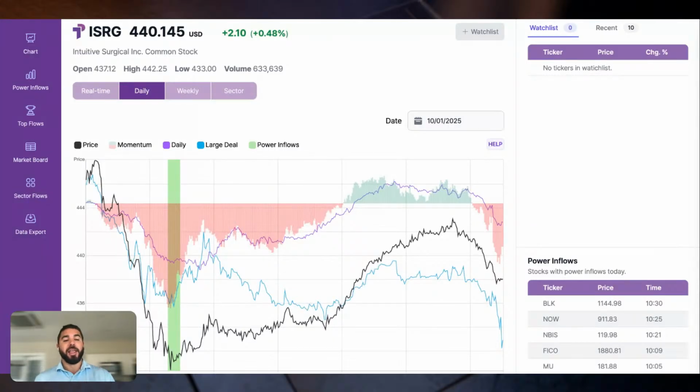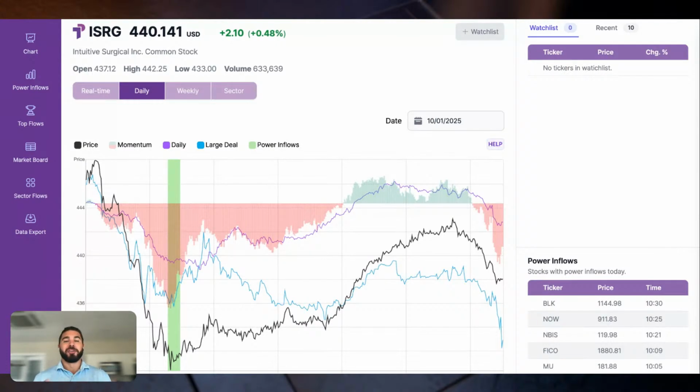And then lastly, and maybe most importantly, I want to point out the vertical green bar that you see. That is what we call our power inflow algorithm, our power inflow signal. That's our proprietary AI-driven algorithm that we provide to anybody who uses our site.